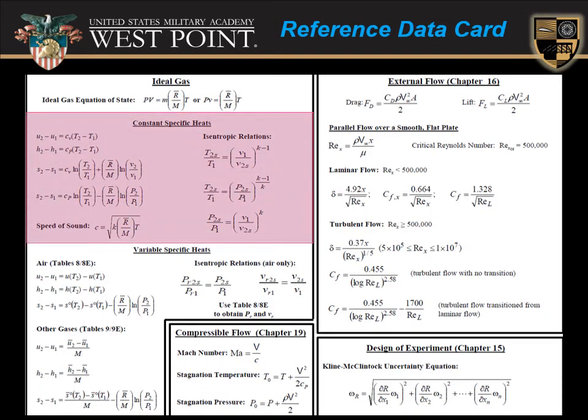Going back to our reference data card, you can see that we have constant specific heats, and now we have equations that, when we have constant specific heats, we can use the differences in temperatures times the specific heat at constant volume or constant pressure, depending if you're trying to find the internal energy or the enthalpy. We can use those equations to solve for these values. Additionally, you have the isentropic relations that you can use for the processes that are isentropic.